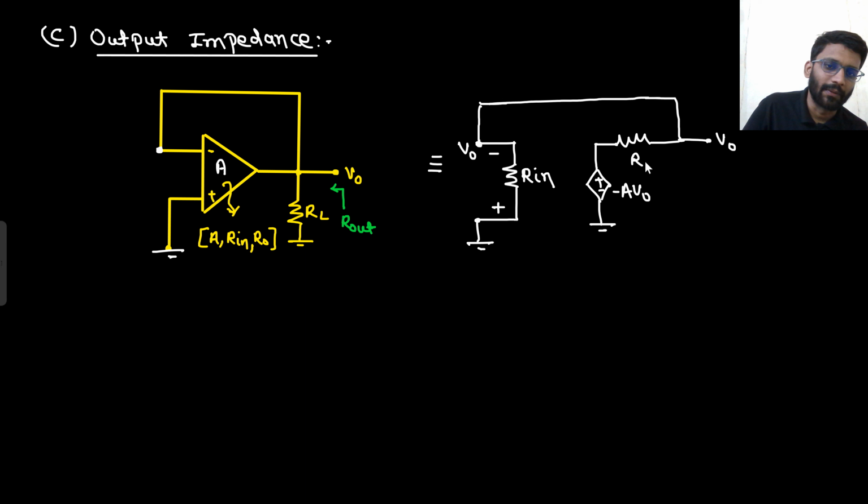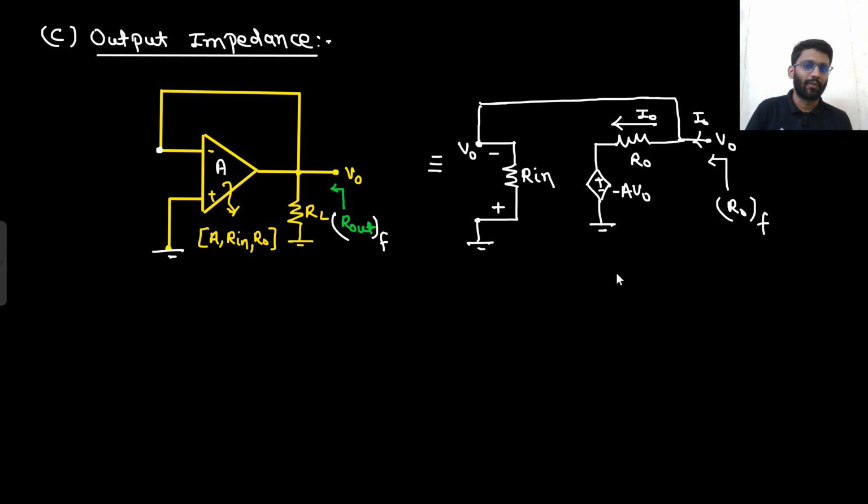And here there is R naught. That's it. So you need to calculate your R out with feedback from here. So your target is to find V naught by I naught. But what is the assumption we take? The assumption we take is that the complete current will be flowing through R out, because R naught is very low.